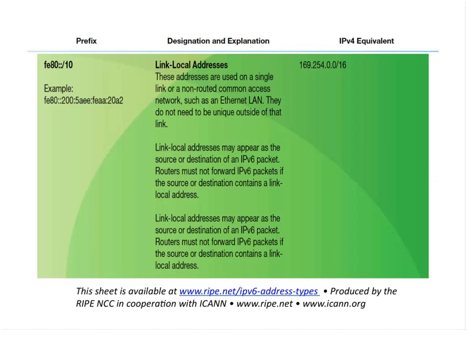Another prefix is the link local address. These addresses are used in a single link or multi-point common access network such as an Ethernet LAN. They do not need to be unique outside of that link. Link local addresses may appear as a source or destination of an IPv6 packet. Routers must not forward IPv6 packets if the source or destination contains a link local address.